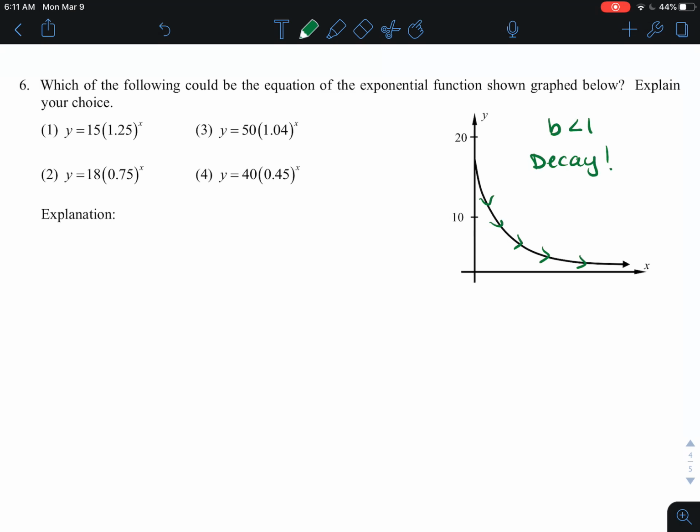So if I look at my choices, I see 2 choices already I can rule out because they have bases bigger than 1. Now I have 2 choices that could possibly be the case with different y-intercepts. One is a y-intercept of 18 and one is a y-intercept of 40. They both have bases less than 1, so they both could show this decay. Now, I can see my y-intercept is somewhere up here, and they do give me a number here, so to put it into context, I know my y-intercept must be something a little less than 20, so now I know I must be looking at choice 2.